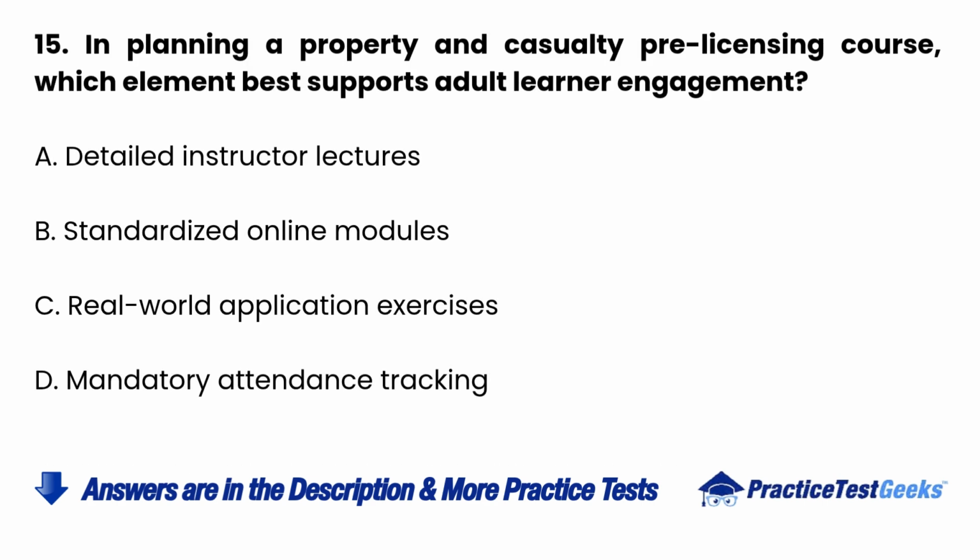15. In planning a property and casualty pre-licensing course, which element best supports adult learner engagement? A. Detailed instructor lectures. B. Standardized online modules. C. Real-world application exercises. D. Mandatory attendance tracking.